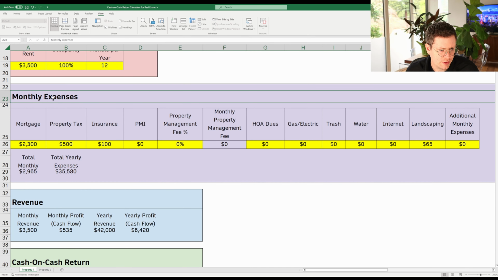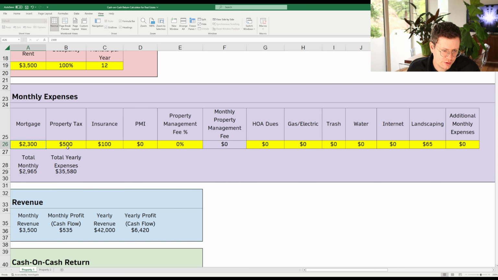Now we're on to monthly expenses. So the biggest one here, of course, is the mortgage. So the mortgage on this property is going to be $2,300 a month. The property tax is going to be $500 a month. Insurance is $100. There's no PMI because we put 20% down. You're going to be managing this property yourself, so there will not be a property management fee.